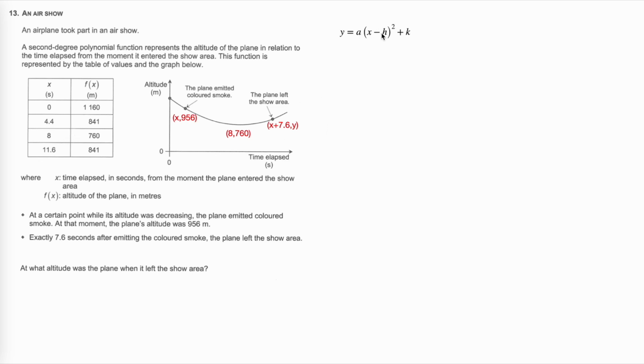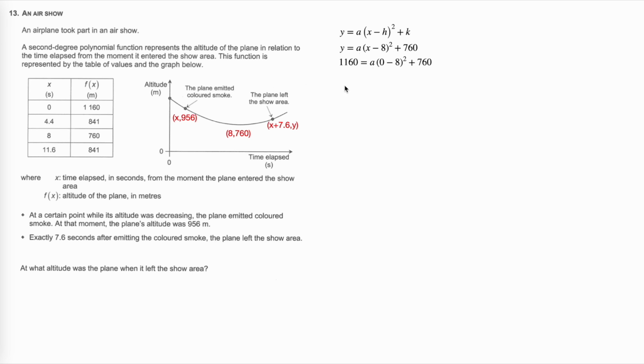Now we have enough information to get the equation of this parabola. Y equals a times x minus h all squared plus k. I'm going to feed in the h and k. That's y is equal to a times x minus 8 all squared plus 760. Then I'm going to use one of the points, this point because I think it's the easiest point. Plug it into this equation. We're going to figure out the a.